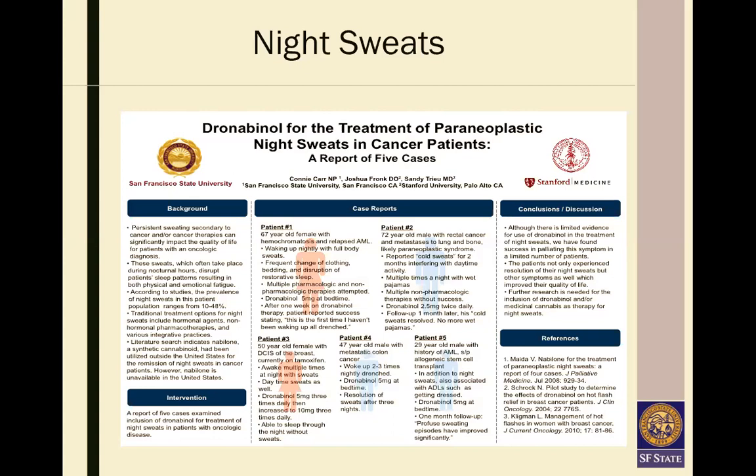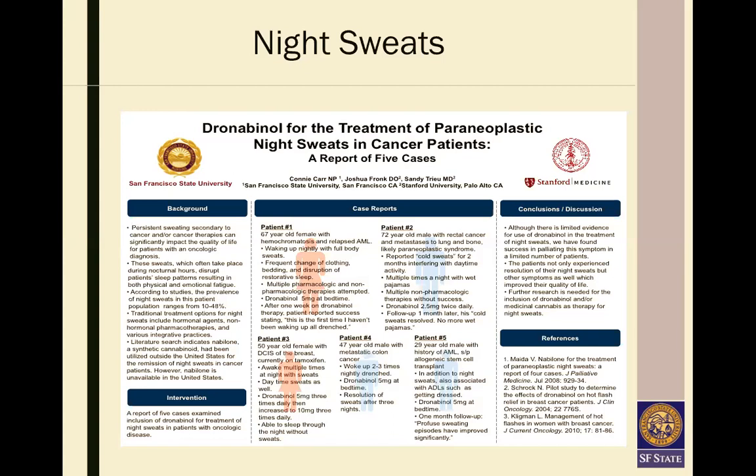And the only synthetic drug that we have legally here in the United States is Marinol. Marinol is a synthetic THC. It does not have any CBD in it. And we have found that Marinol can be effective in many different patients, but one of the ones we've seen recently, and Connie Carr, along with Dr. Frank and Dr. True, presented this, was using dronabinol for treatment of paraneoplastic night sweats in cancer patients.